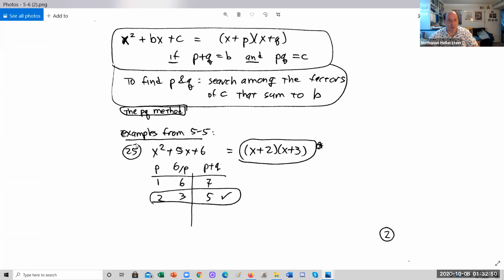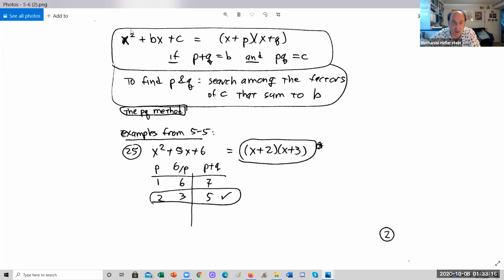Here we go. Now here's something that I call the PQ method. You have x squared plus bx plus c. You can factor that into x plus p times x plus q if p and q add up to the middle coefficient b, and their product p times q is c. Now, it's easy enough to prove that. Just take the expression and expand it.